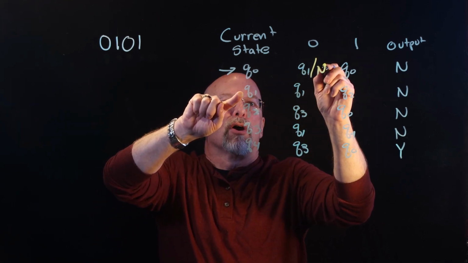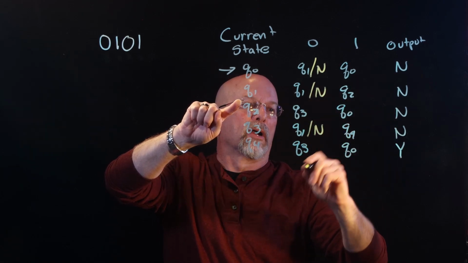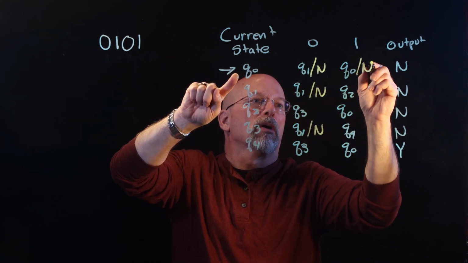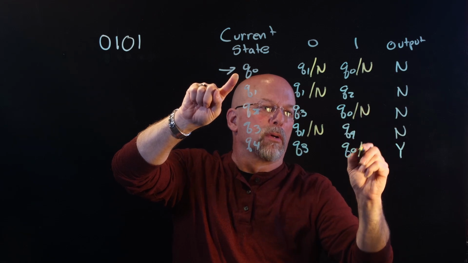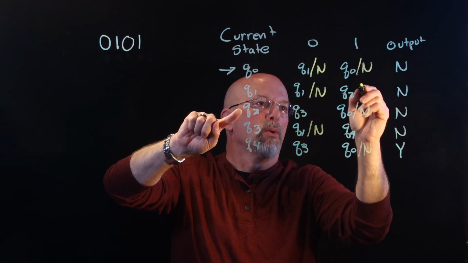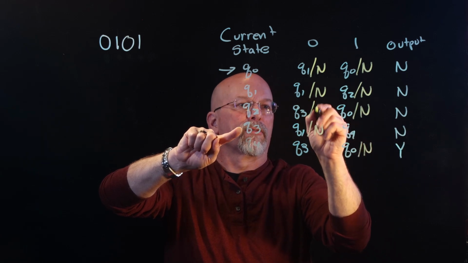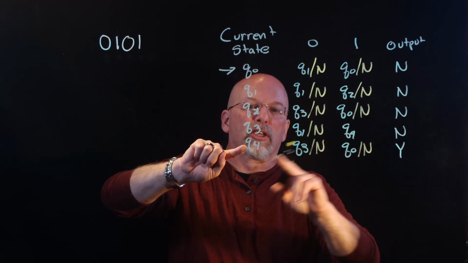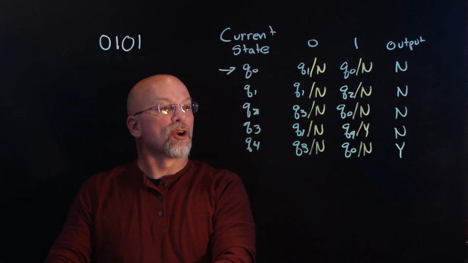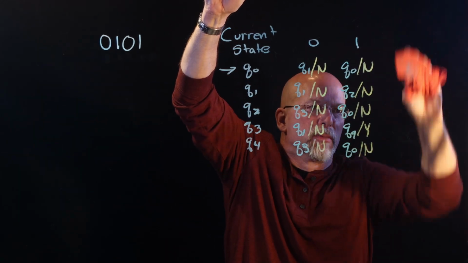Q1 has an output of no. All right, that's all our Q1s. Now, Q0 also had an output of no. Q2 had an output of no. So we make that transition right there. Q3 also had an output of no. And Q4, that was the only one that had an output of yes. All right, so there is our transition table for the Mealy machine, the not simplified Mealy machine.